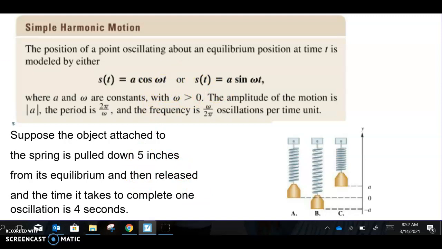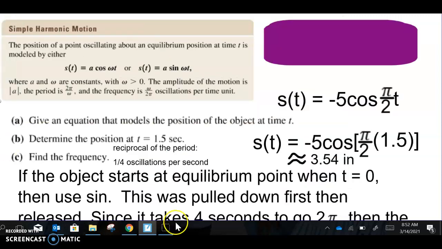All we knew was to pull down 5 inches, and then let go, and it takes 4 seconds to get back down to that spot. Since I pulled it down and then let it go, it wasn't starting at equilibrium, so it was -5 cosine of what? I needed to find my omega. I could have used that the period was 4. As soon as it told me it takes 4 seconds to make one oscillation, I know the period is 4, so I could have found the frequency right away as 1/4.